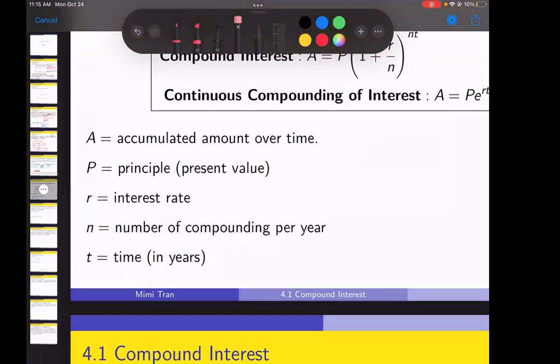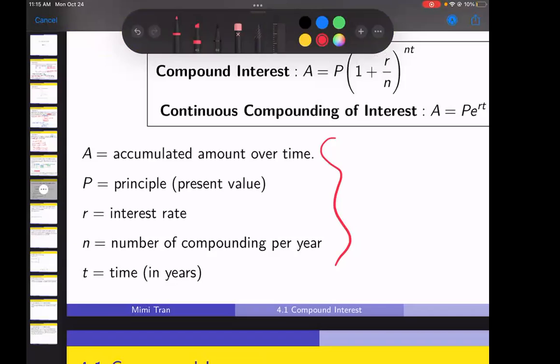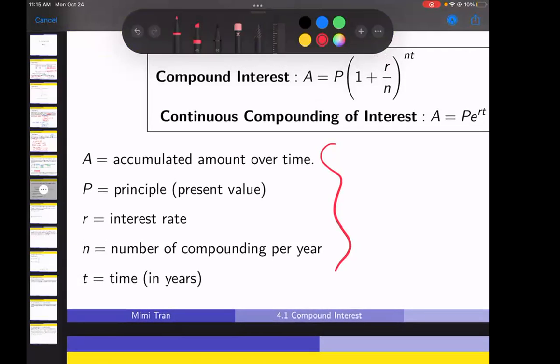Anyway, so here is the explanation of what each letter means. You know A, P, R, T. Now N is the number of compounding per year. In the book, they give you extra variables. I think they use M and I and N. Too many variables, so I just reduce it. It's the same formula. I make it easier for you to understand.